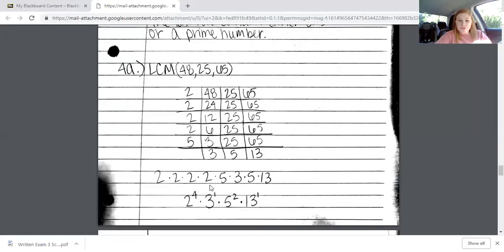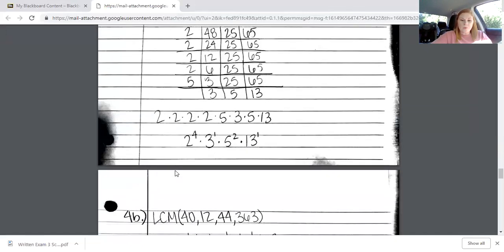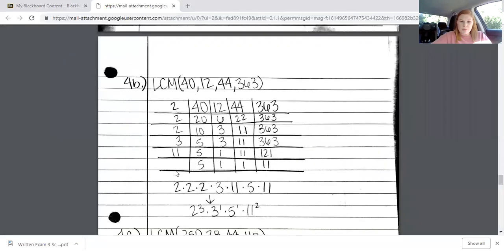We have the number 2 written 4 times, so we would write 2 with the power of 4. We have 3 written 1 time, so we put it to the power of 1. We have 5 2 times, so 5 with the power of 2. And we have 13 once, so it would be 13 with the power of 1. And then we will work the next few problems the exact same way. So you'll just list all of the numbers at the top and work through it the exact same way.